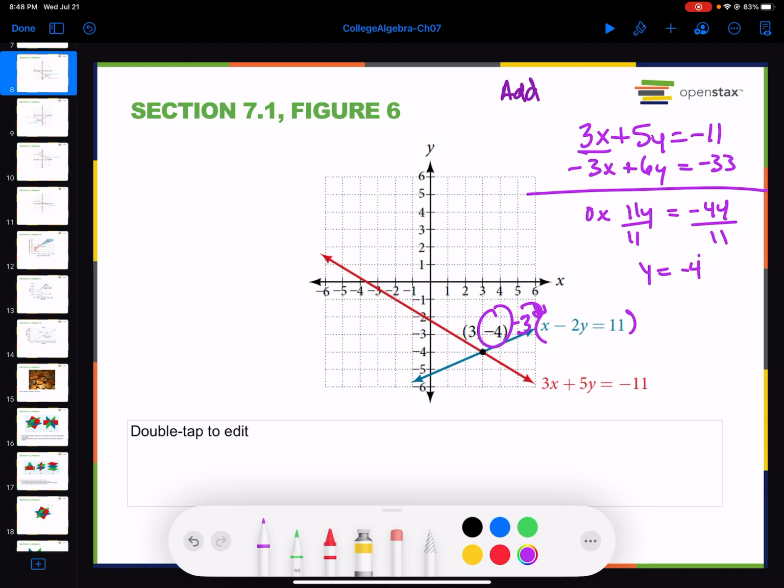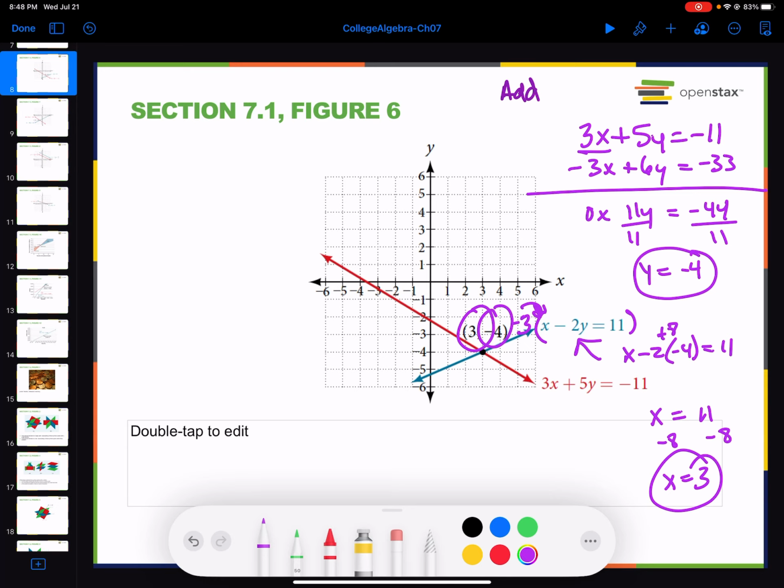And then we'll take this value of y equals negative 4 and plug it into one of these equations. Either one looks fine to me. Let's do this one. So we've got x minus 2 times negative 4 equals 11, or x plus 8 equals 11. So 11 minus 8 is going to give us x equals 3. So there's our x equals 3 right there.